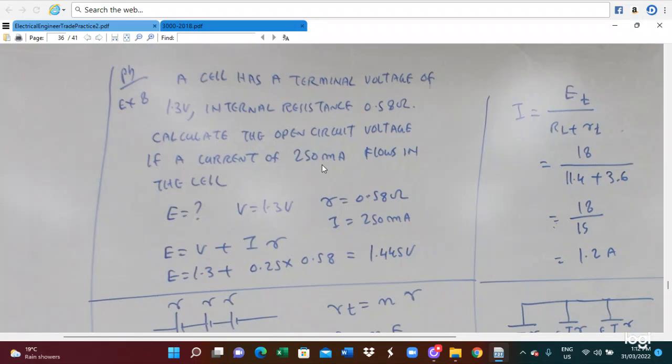A cell has a terminal voltage of 1.3 volt. Internal resistance is 0.58 ohm. We need to calculate the open circuit voltage if a current of 250 milliampere flows in the cell.